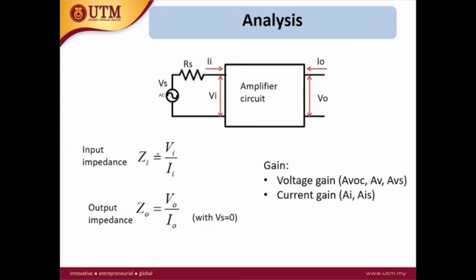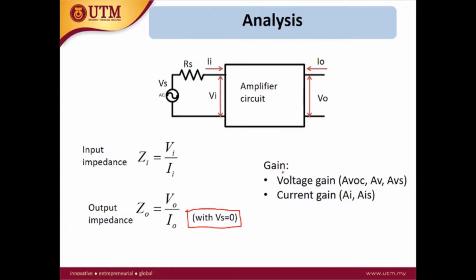The input impedance is actually the input voltage over the input current. The output impedance is the output voltage over the output current, with the condition where the supply or the input is equal to 0. So when you want to measure the output impedance, you need to ground the VS, the input here, and then you can apply a voltage at the output and measure the current. From that, you can calculate the output impedance.